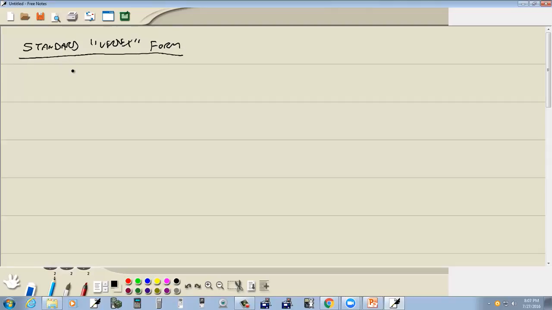So standard form or vertex form looks like this. We got f of x is equal to a times (x minus h) squared plus k. And if you have it in that form, you can easily identify your vertex. Your vertex is (h, k). Your axis of symmetry is x equals h.